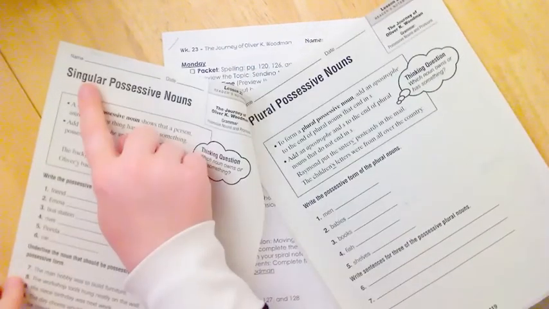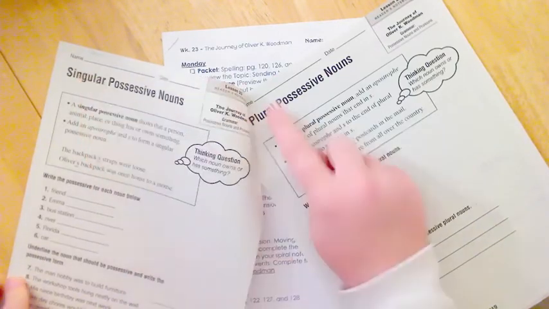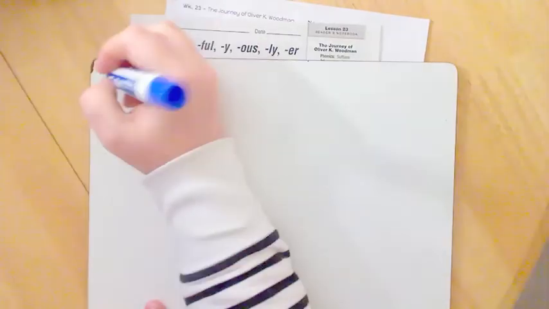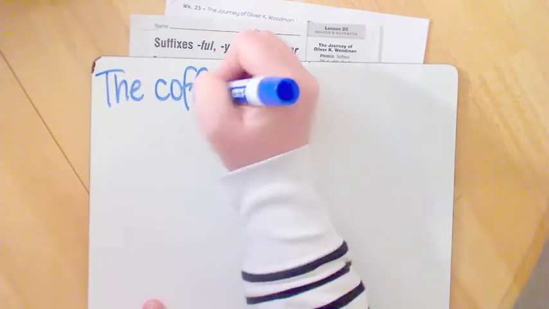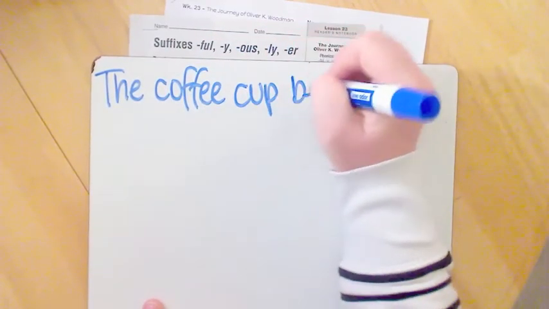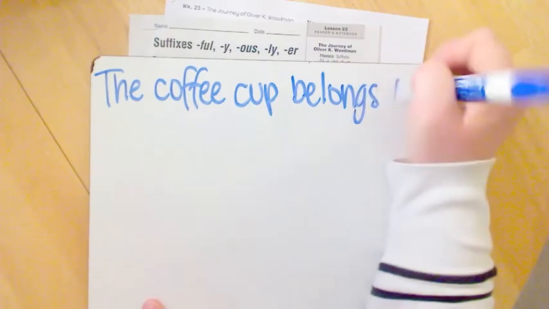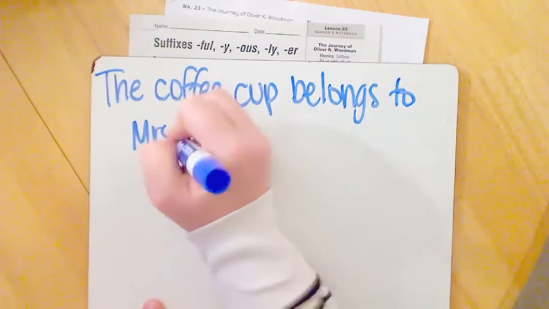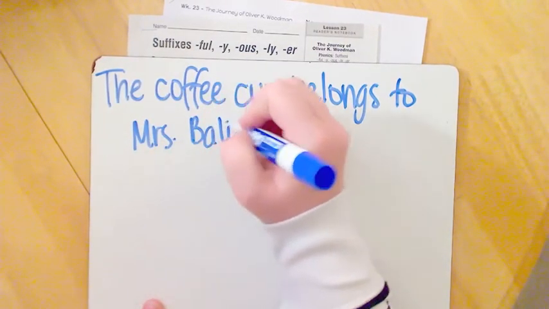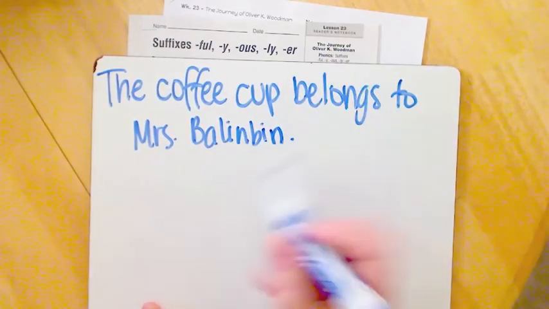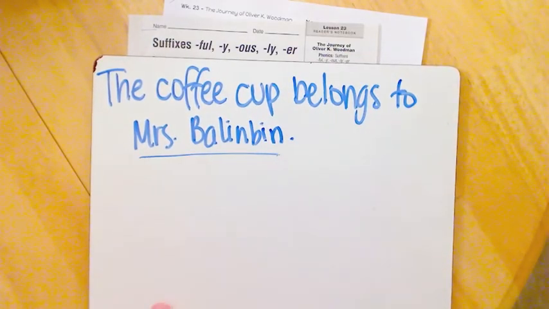So we'll be adding apostrophe S's today. And that's talking about if it belongs to one thing. And then this plural is more than one. So let me just give you a quick little lesson on that. The coffee cup belongs to Mrs. Belinbin. This is singular because I am just one person.